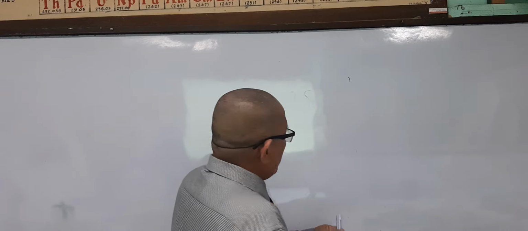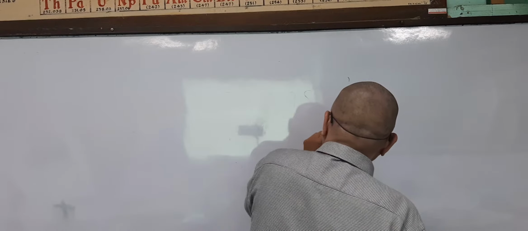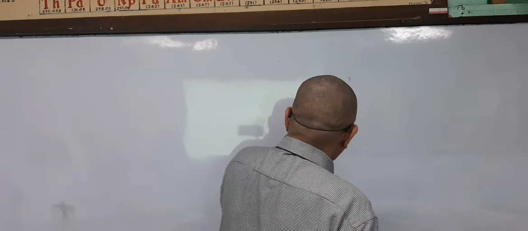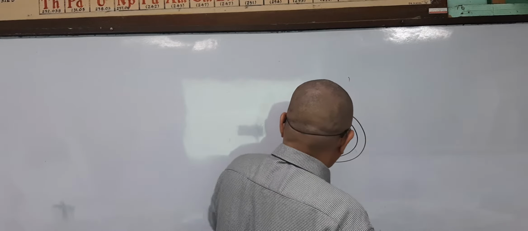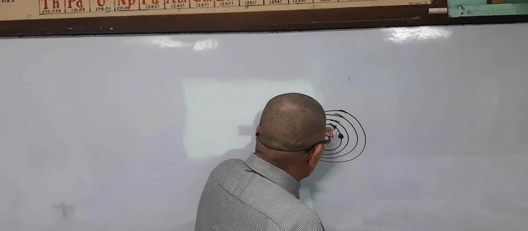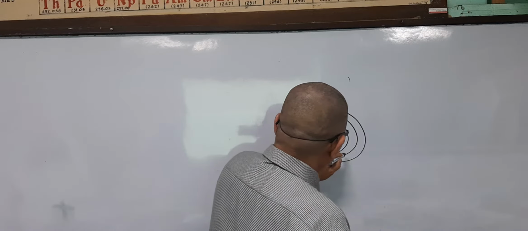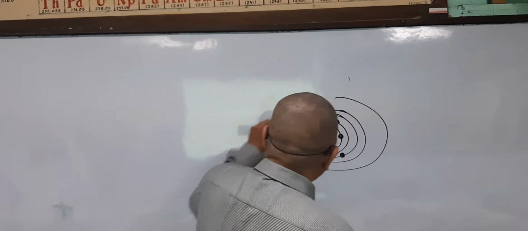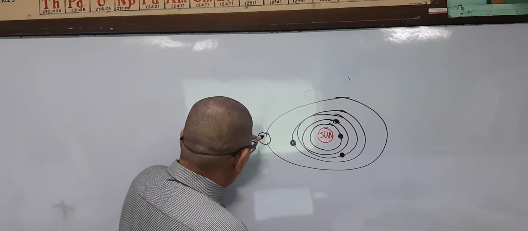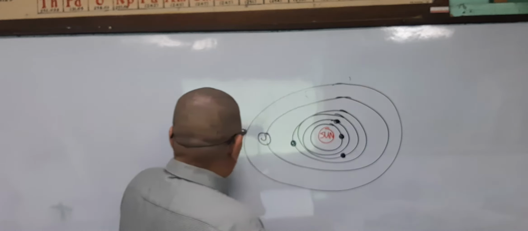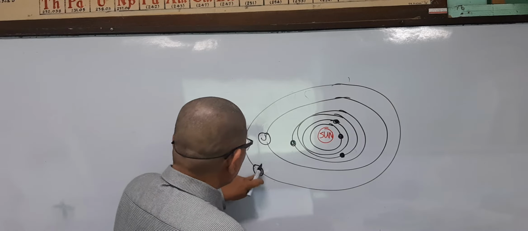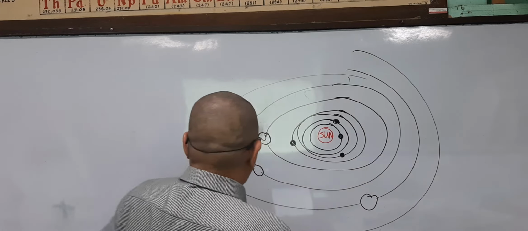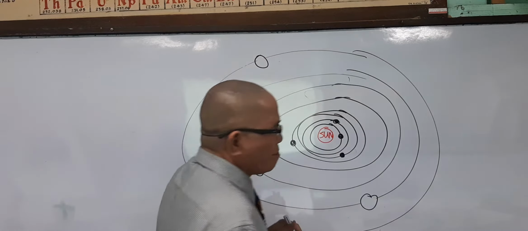Here you have the sun. That's the sun. And then all other planets. Okay, so you have here Mercury, you have here Venus, you have here Earth, you have here Mars, then you have the outer planets, you have here Jupiter, then you have Saturn, then you have Uranus, and then you have Neptune. Okay?